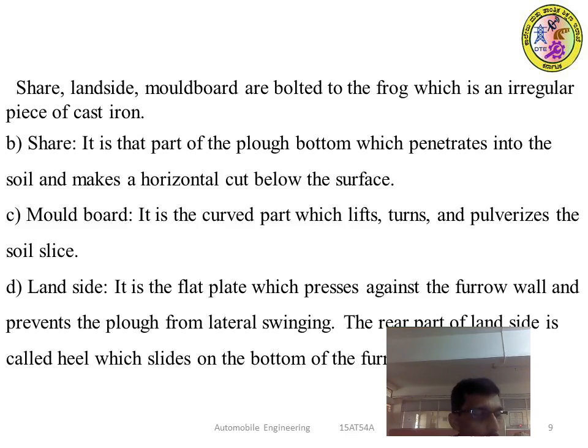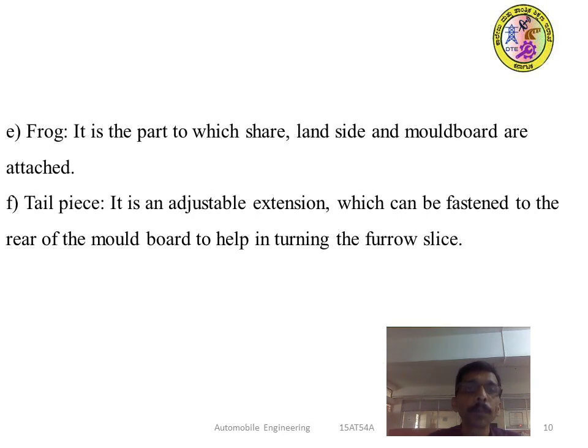It is the flat plate which presses against the furrow wall and prevents the plow from lateral swinging. The rear part of the landside is called the heel, which slides on the bottom of the furrow. Next part is the frog. It is the part to which the share, landside and moldboard are attached. Next one is the tailpiece.